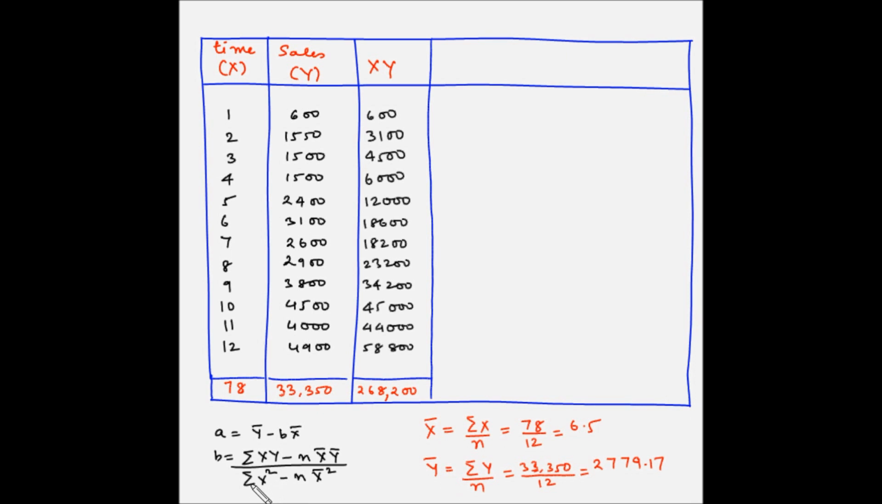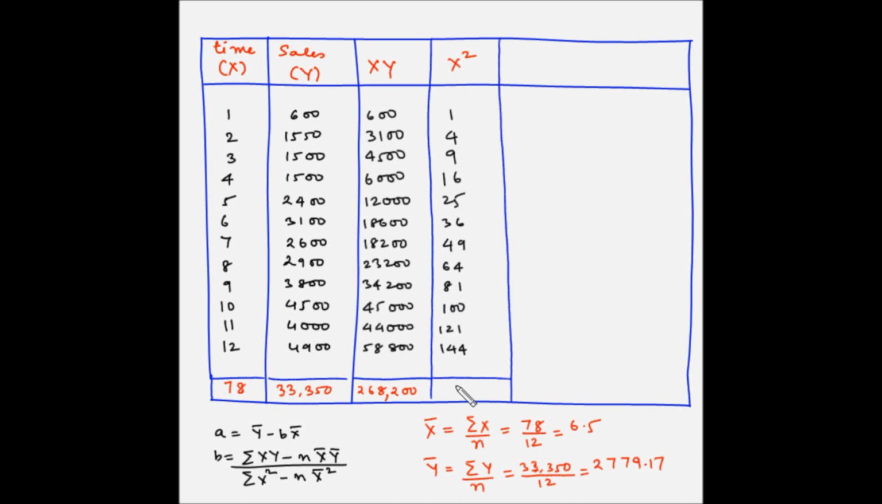We also need to find the sum of the values of x square. So we have x, but we don't have x square. So let's find out the values of x square and then add them up. So x square, 1 square is 1, 2 square is 4, 3 square is 9, 4 square is 16, 5 square is 25, and so on. Let me put the values here. So the total is 650. So now we have all the values that we need to calculate b. So let's proceed and calculate b.